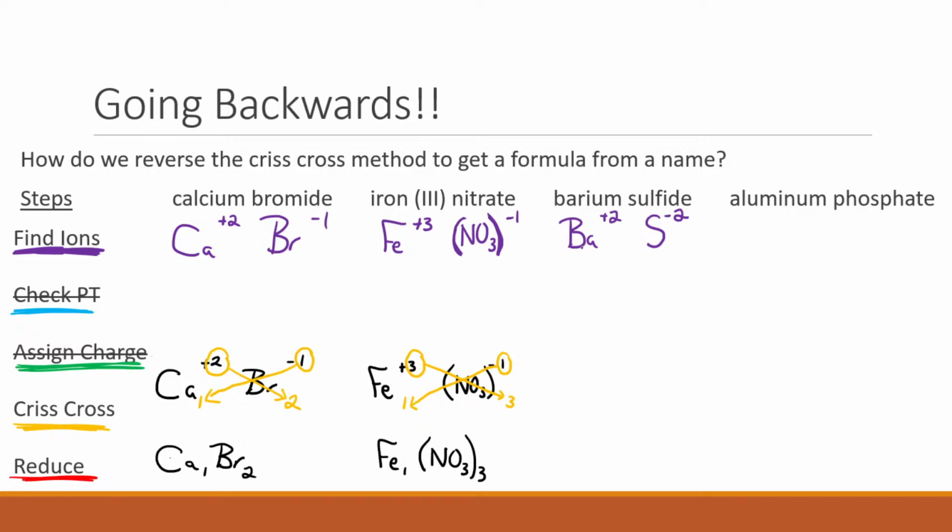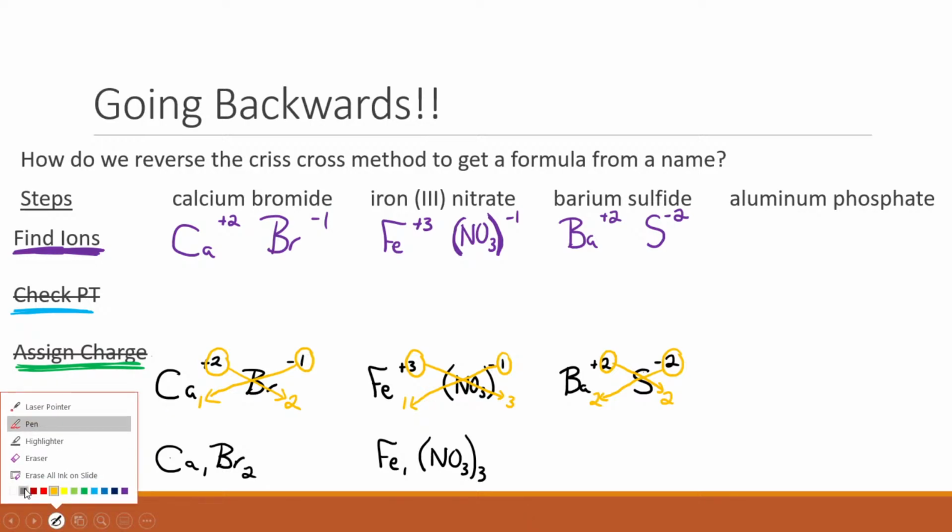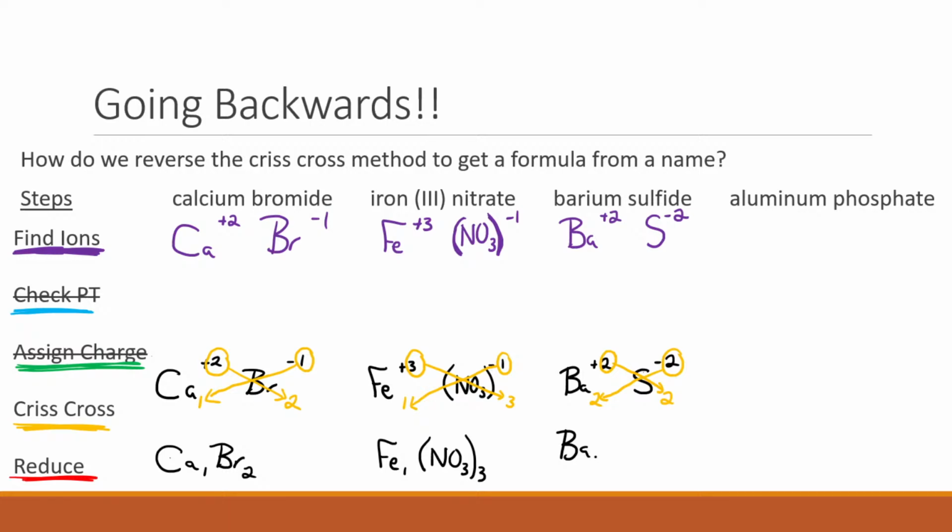So far so good, right? We've found our ions, and in doing so we have checked the periodic table and assigned charge. And so we are going to bring those over to our crisscross step. Ba plus 2, S minus 2. And we are going to crisscross those 2's down and over to the opposite ion. And then we are right here, Ba2S2.